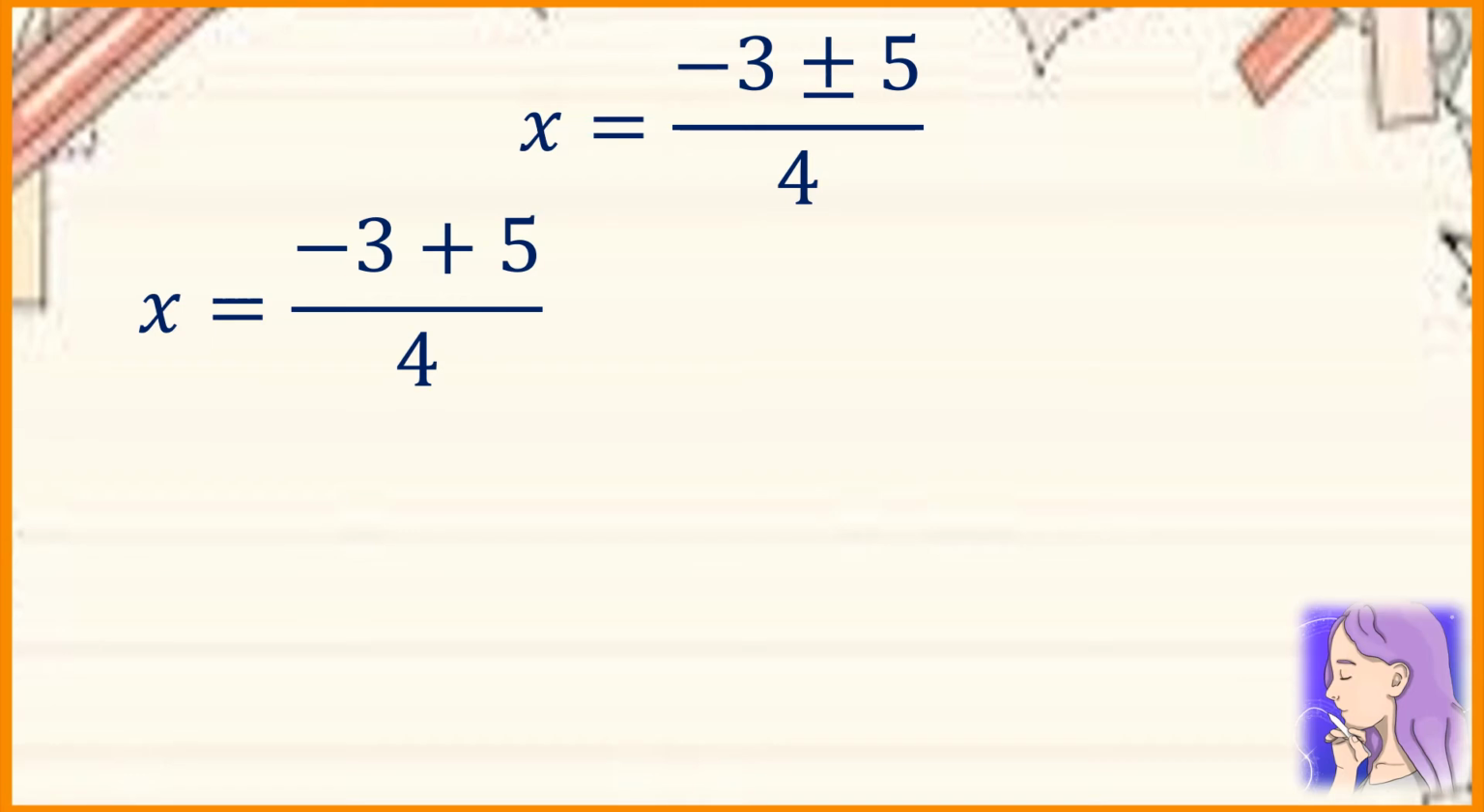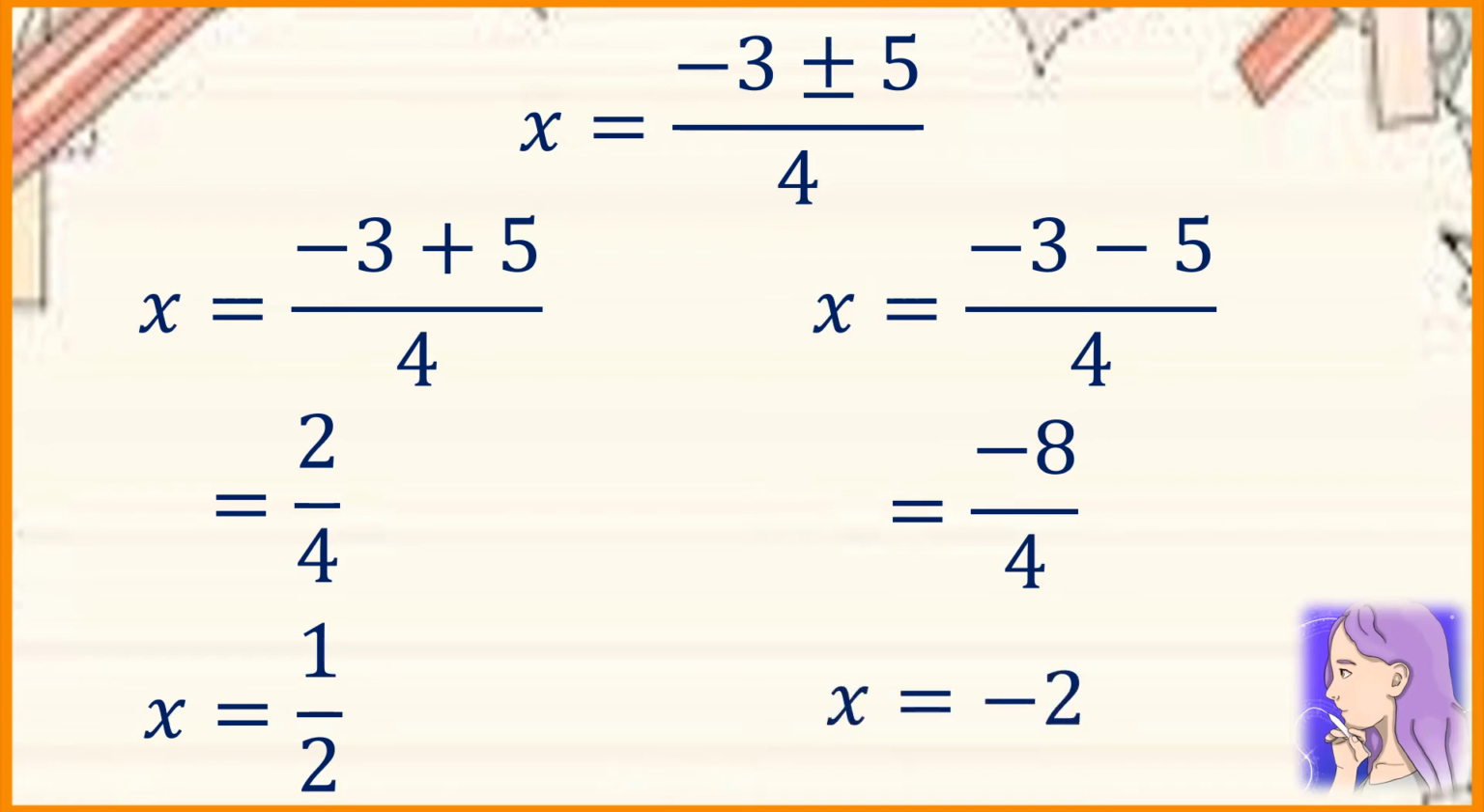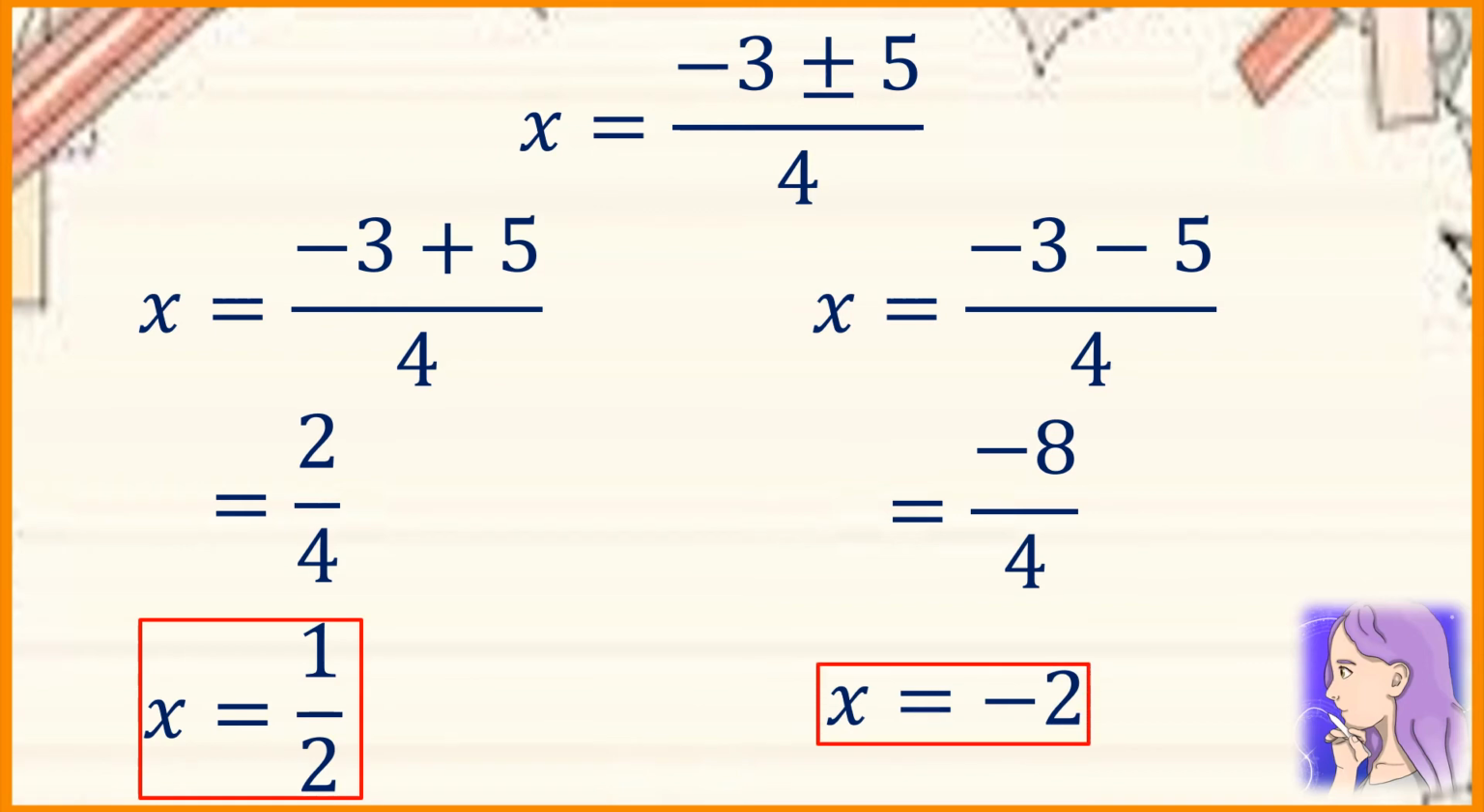From x is equal to negative 3 plus and minus 5 over 4, we will have x is equal to negative 3 plus 5 over 4 and x is equal to negative 3 minus 5 over 4. Negative 3 plus 5 is equal to positive 2, so we get 2 over 4, and 2 over 4 is equal to 1 half. So x is equal to 1 half. The other one, negative 3 minus 5 is equal to negative 8, so negative 8 divided by 4 is equal to negative 2. So we have the solution 1 half or negative 2.